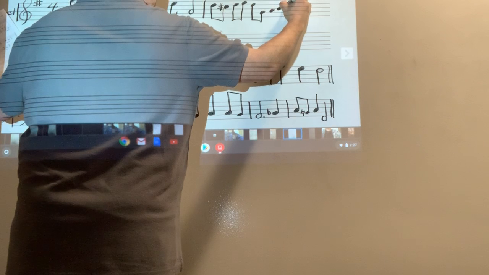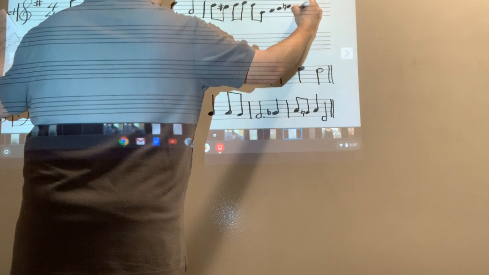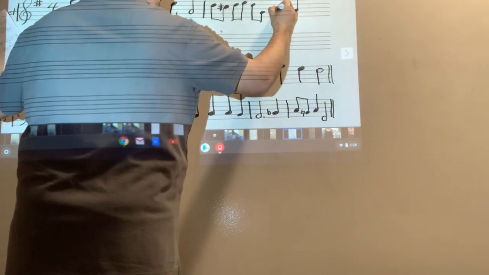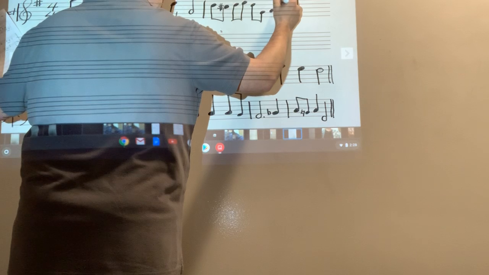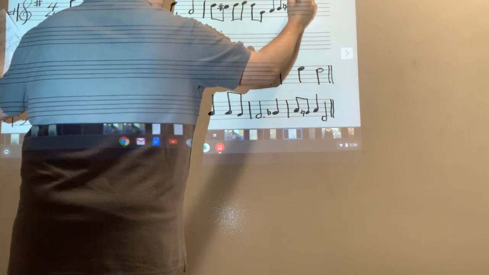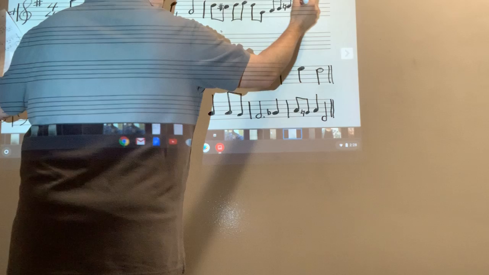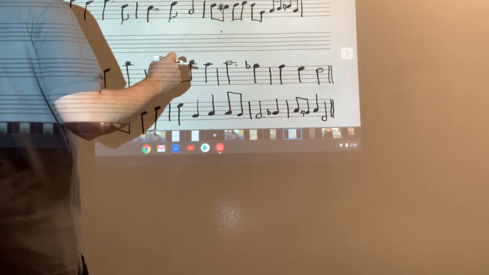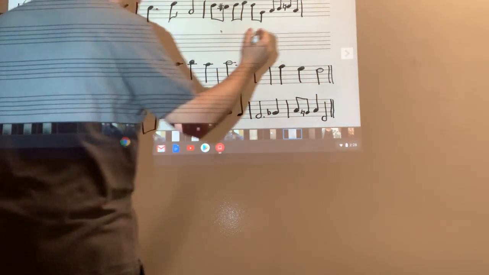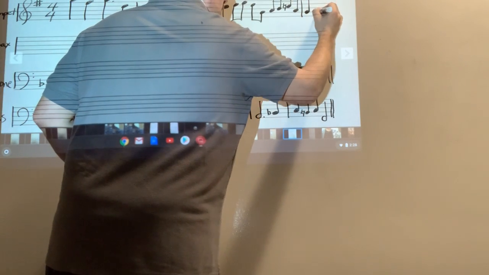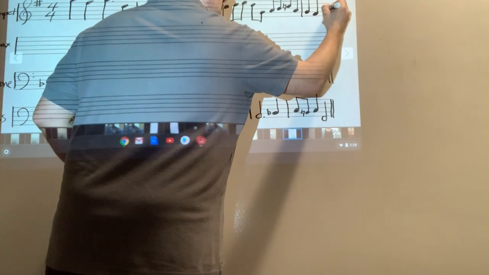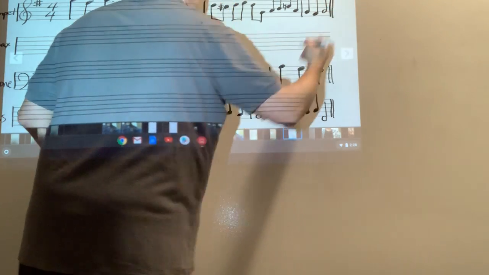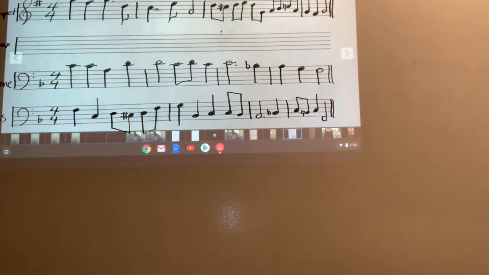C natural, and A. Now, since half of these are below the line, you want to put the stems up on all of them, make sure there's 16 notes. For the last measure, 3 notes, G, F, and G. G, F sharp, G, double bar. Okay, so that's the soprano part, written up a key and a whole step the notes.